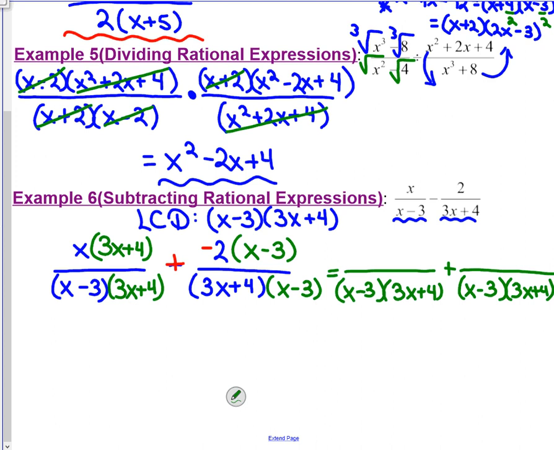I'm going to distribute the x through the 3x plus 4. So x times 3x, x times 4. That should give me 3x squared plus 4x. Negative 2 times x and negative 2 times 3. That gives me negative 2x plus 6. Okay.